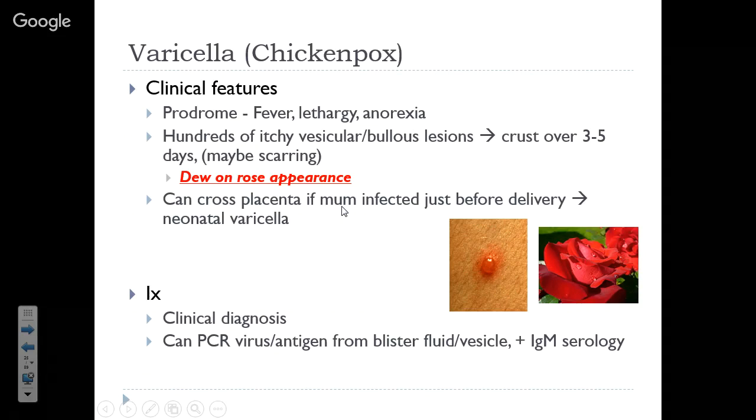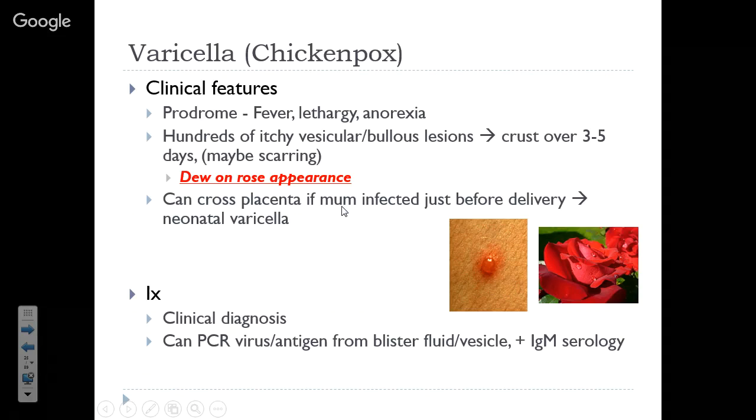Clinically, that prodrome will include things like fever, a bit of anorexia and lethargy. Then you'll get the characteristic hundreds and hundreds of vesicular bullous lesions that generally crust over in 3 to 5 days and may result in scarring later in life as well. Apparently, they can be described as having a dewdrop-on-a-rose-petal appearance.